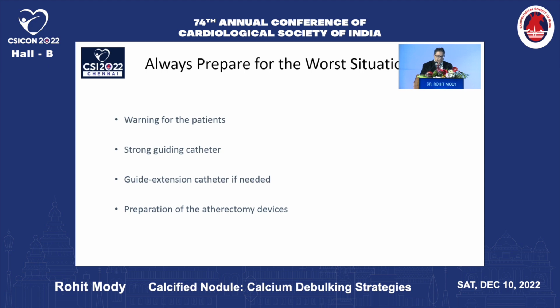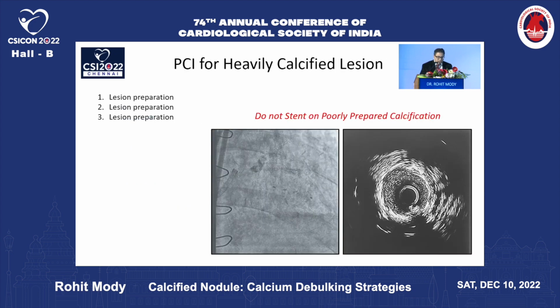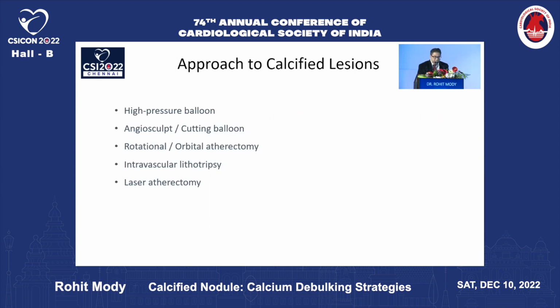Always, for a calcified lesion, prepare for the worst situation. Give a warning to the patient, use a strong guiding catheter, a guide extension catheter if needed, and prepare the atherectomy devices. So in PCI for a heavily calcified lesion, the most important thing is lesion preparation. Do not stent on poorly prepared calcified lesions. It can be done with high pressure balloon, AngioSculpt, rotational or orbital atherectomy, intravascular lithotripsy, and laser atherectomy.